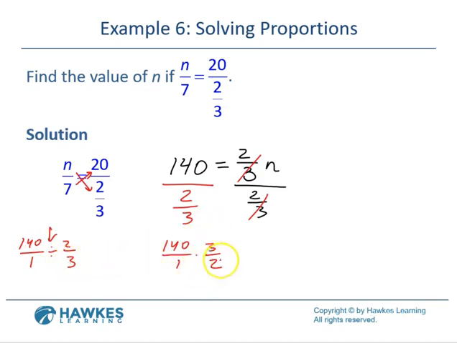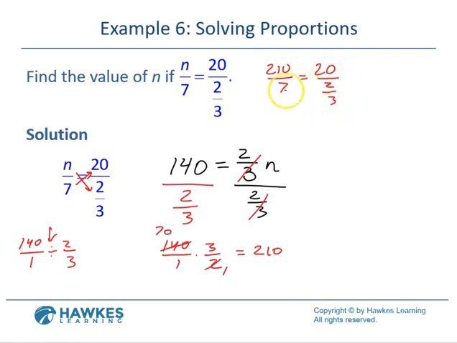And so now we can come in here and look, this is going to reduce down. This will reduce down to a 70. And then 7 times 3 is going to be 21. So this is going to be 210 right here. So that is what n equals, 210. And you can go back in and check yourself. You can go, okay, well, is this going to work? Well, I've got this 210 here and a 7, all equal to 20 and 2/3.